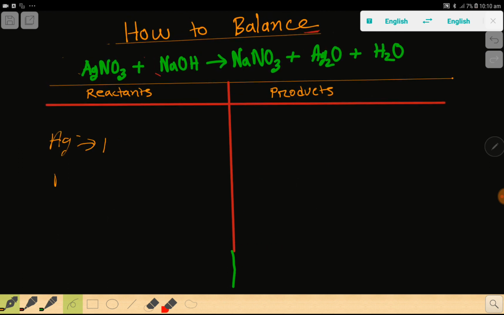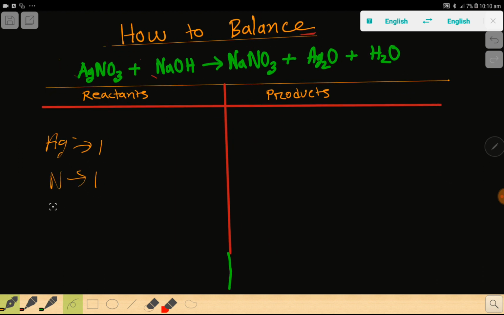Then we have nitrogen 1. Then we have oxygen, which is 3. Then here we have sodium, which is 1. Then here we have oxygen, so we need to add 1 more oxygen, so basically we are getting 4. Then we have hydrogen, so we need to write the number of hydrogen. Basically we are writing every element separately, right?